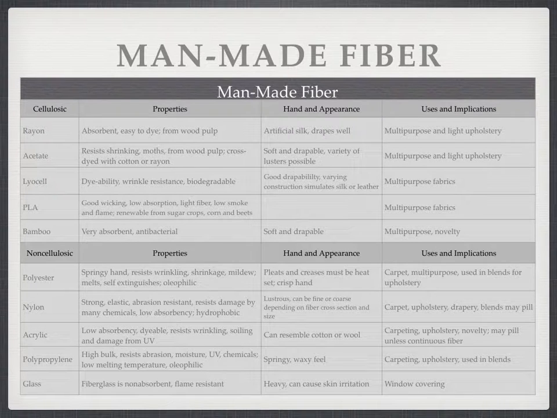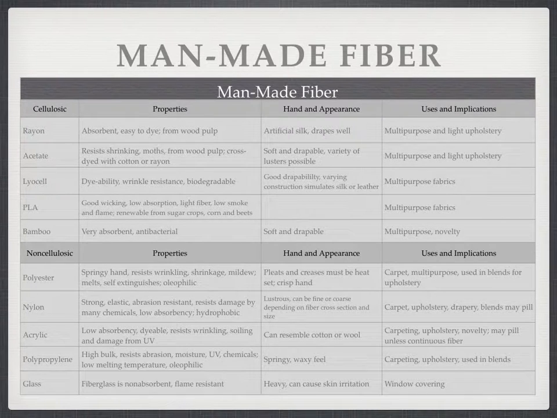Acetate is one, like I said, you'll typically see them mixed. Used in multi-purpose and light upholstery. Very soft and drapable. It has a variety of lusters possible, so it's good for a large variety of settings. Lyocell is also something that you could use to simulate a silk or a leather, so there's a lot of different things that they can do with it. The great thing about lyocell is that it's biodegradable. It's used in a lot of multi-purpose fabrics.